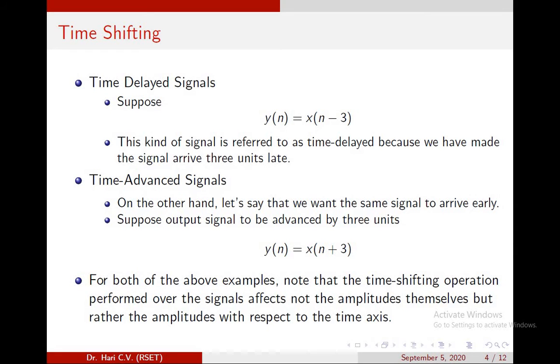For time shifting, there are two different types: time delayed signals and time advanced signals. The first one, the time delayed signals. Suppose y of n is equal to x of n minus 3. This kind of signal is referred to as time delayed because we have made the signal arrive 3 units late.